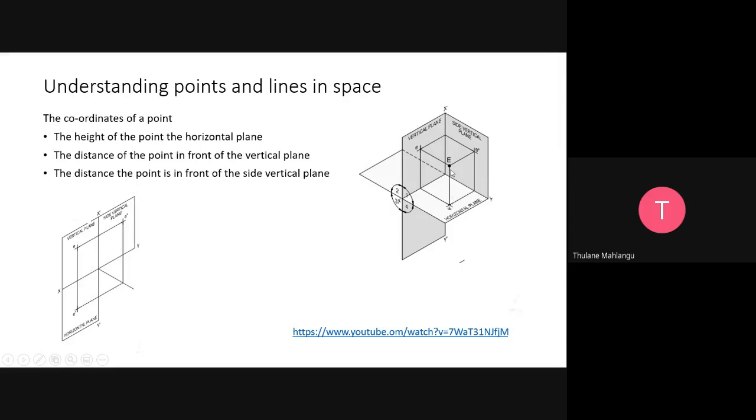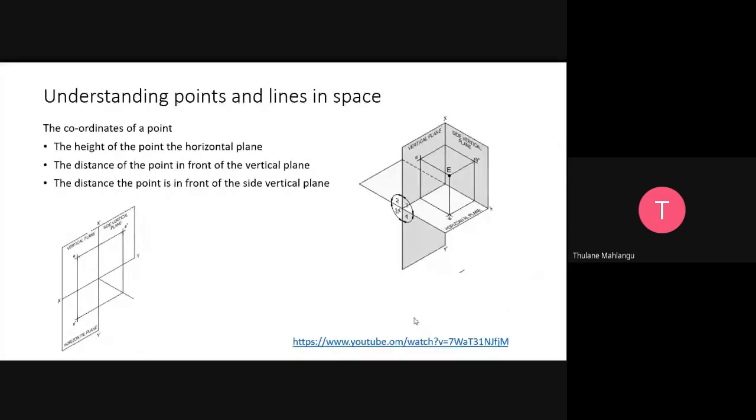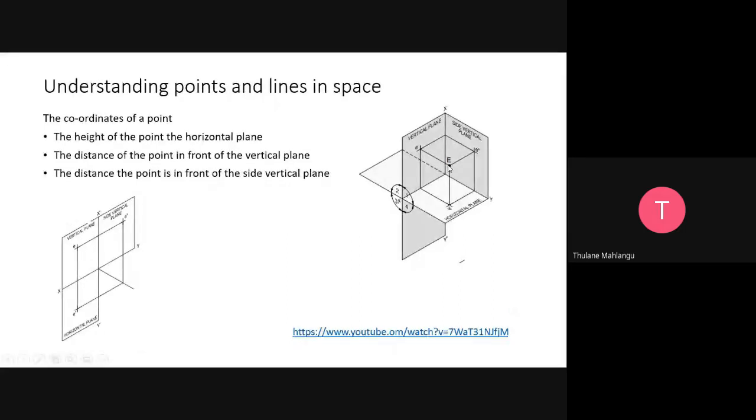Those lines that you see there, there's a line below uppercase letter E and a line from the uppercase E to the side vertical plane and to the vertical plane. Those lines are just construction lines. So they indicate the distances from the uppercase E to the planes. It's either to the vertical plane, to the side vertical plane, or to the horizontal plane.